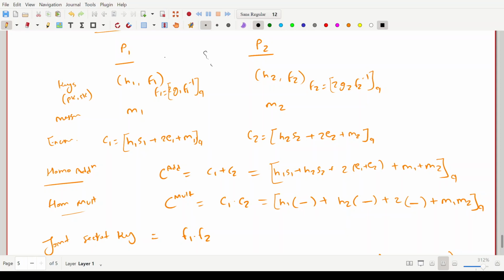And then what happens, if I want to compute the addition, I simply add them, and the decryption works with the joint secret key, correct? And the same happens with the multiplication.